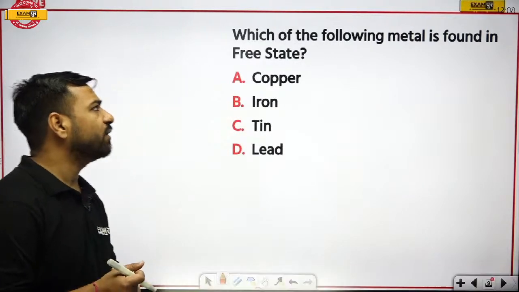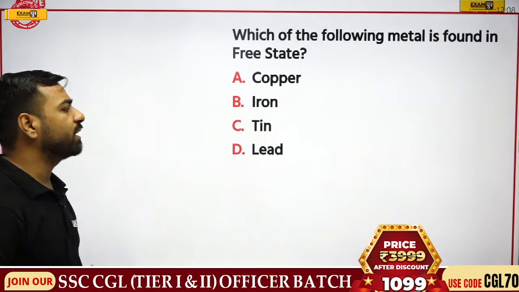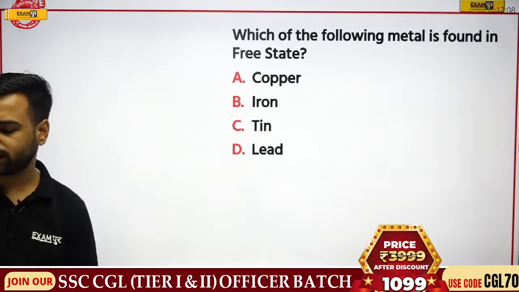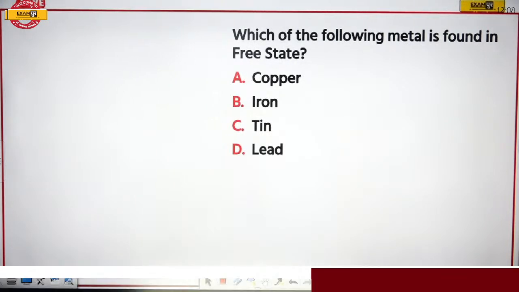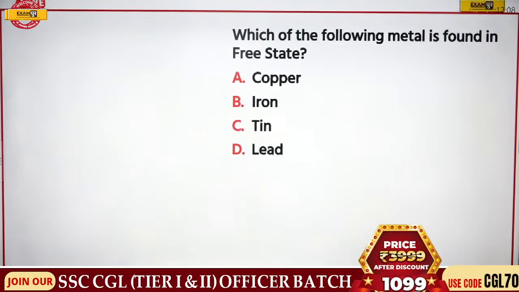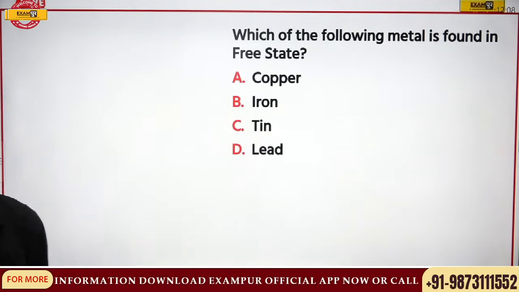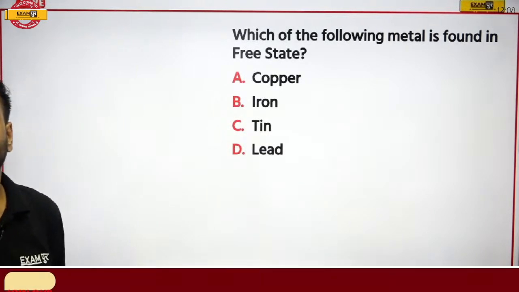Which of the following metals is found in free state? Is it copper, iron, tin, lead? What is the correct answer for this? Answer please. Free state. Answer in a super fast manner, please. I guess I'm getting your comments quite late. Yeah. So Vikramaditya is with A, that is copper.